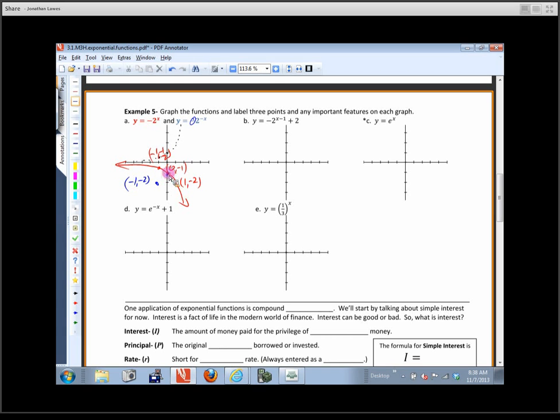Reflecting it on the x-axis doesn't change that one at all. And I put this point over here, so it looks something like this. And I'm not going to take the time to label all of those points, but that's what it would look like. Okay? So here's negative 2 to the x, and here's negative 2 to the negative x. Horizontal and a vertical flip on that one. Okay? Any questions? Okay, take a look at that next one. Take a good look at it.